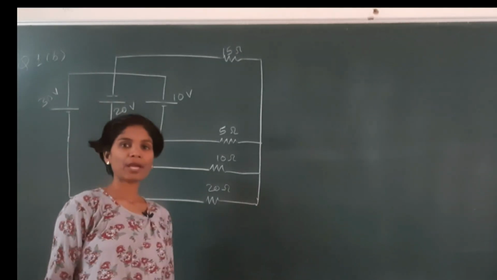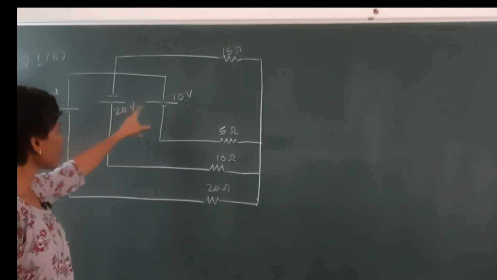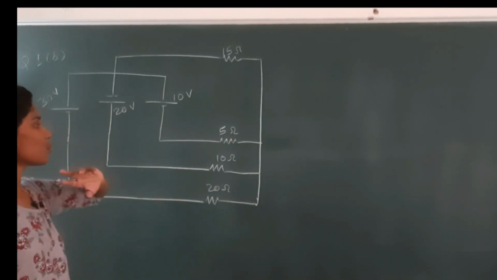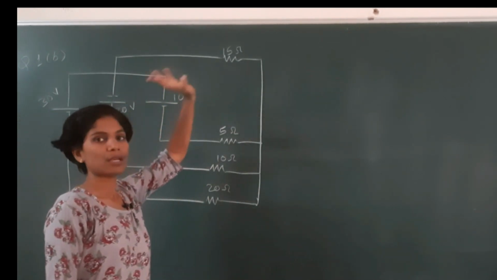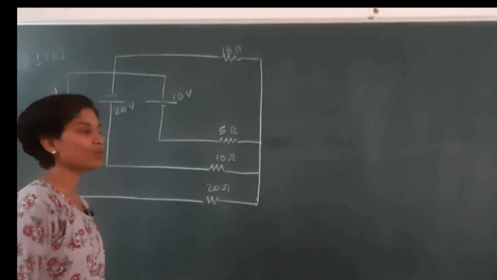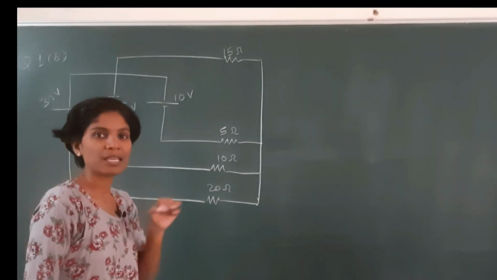So this is the circuit we have. We can see in the circuit we are having 3 voltage sources, 30 volt, 20 volt, 10 volt, okay, and different resistances. The question is we have to calculate the current through the 15 ohm resistance using the node analysis. Okay, so for the solution of node analysis, what we have to do? We have to find the number of nodes on which we can apply the KCL, right?